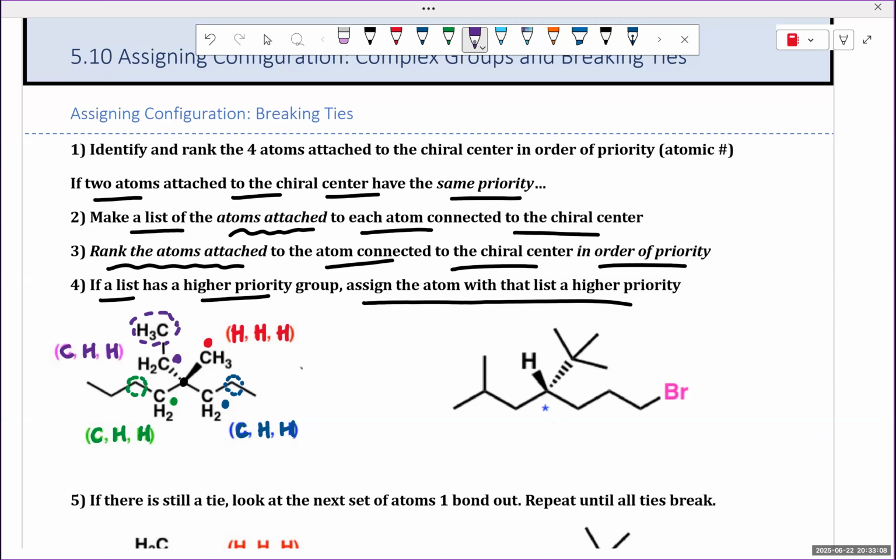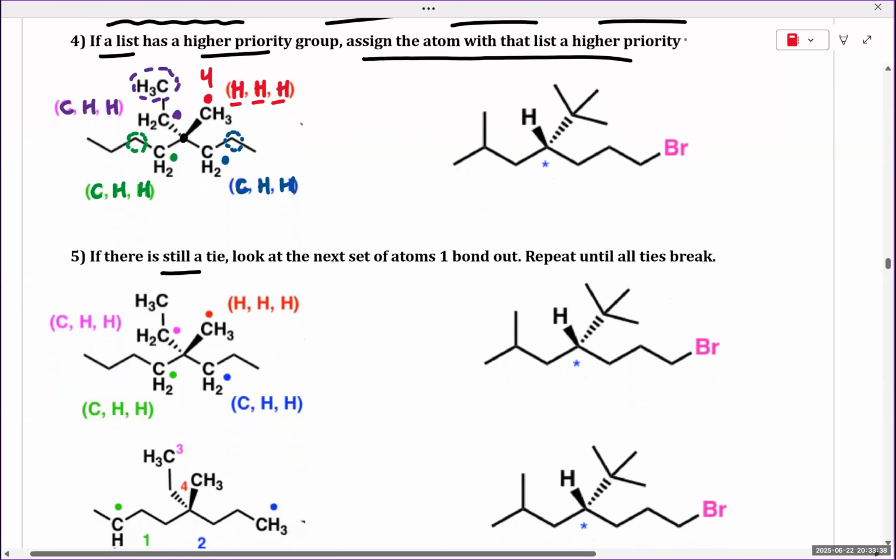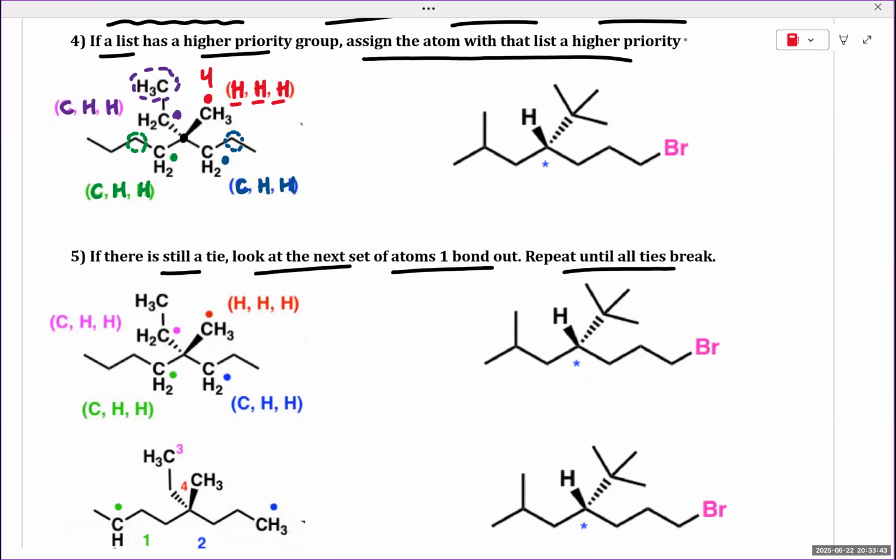Here's the carbon attached. As we can see, we have a tie between 3 of our groups, but this group in red has 3 hydrogens attached. It is the lowest priority group because hydrogen is lower in priority than carbon. So what do we do? There's still a tie, so we have to break that tie. If there's still a tie, you look at the next set of atoms 1 bond out, and you repeat until all ties break.